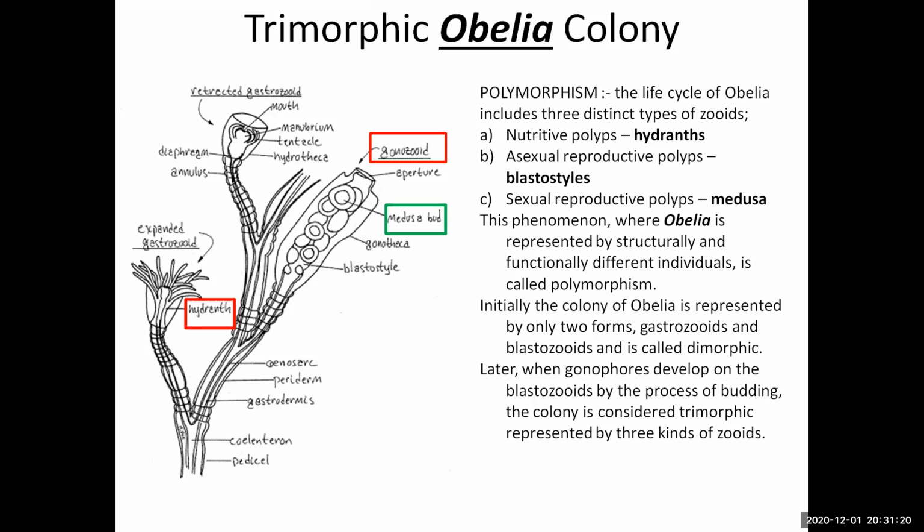But if they ask a newly formed Obelia colony is? So the answer will be dimorphic because it's newly formed and the asexual reproduction has not yet started.